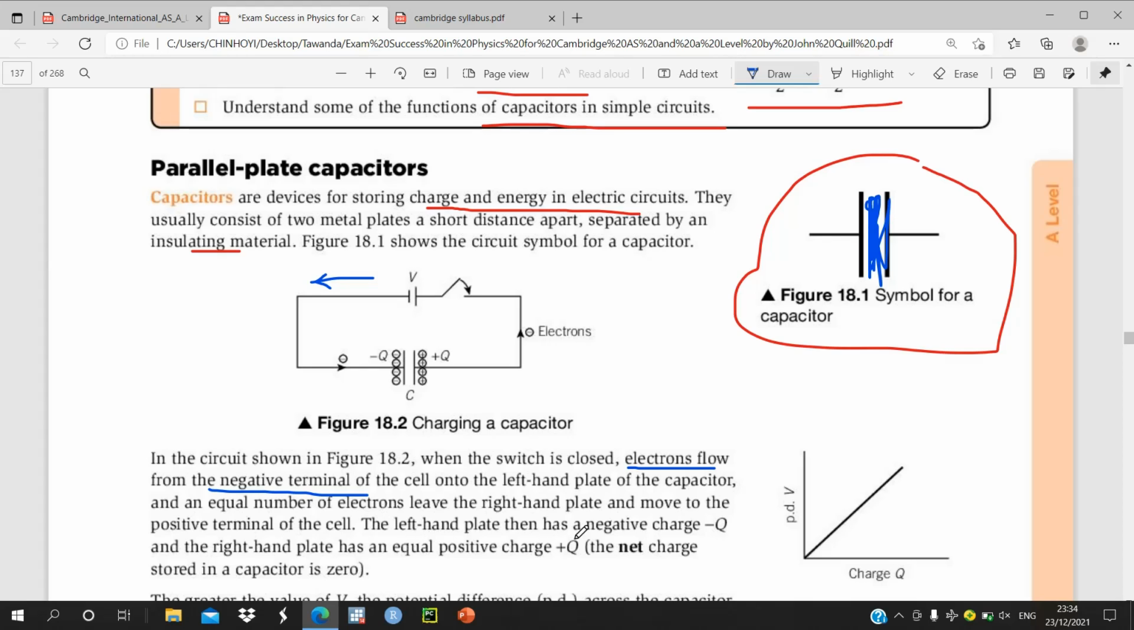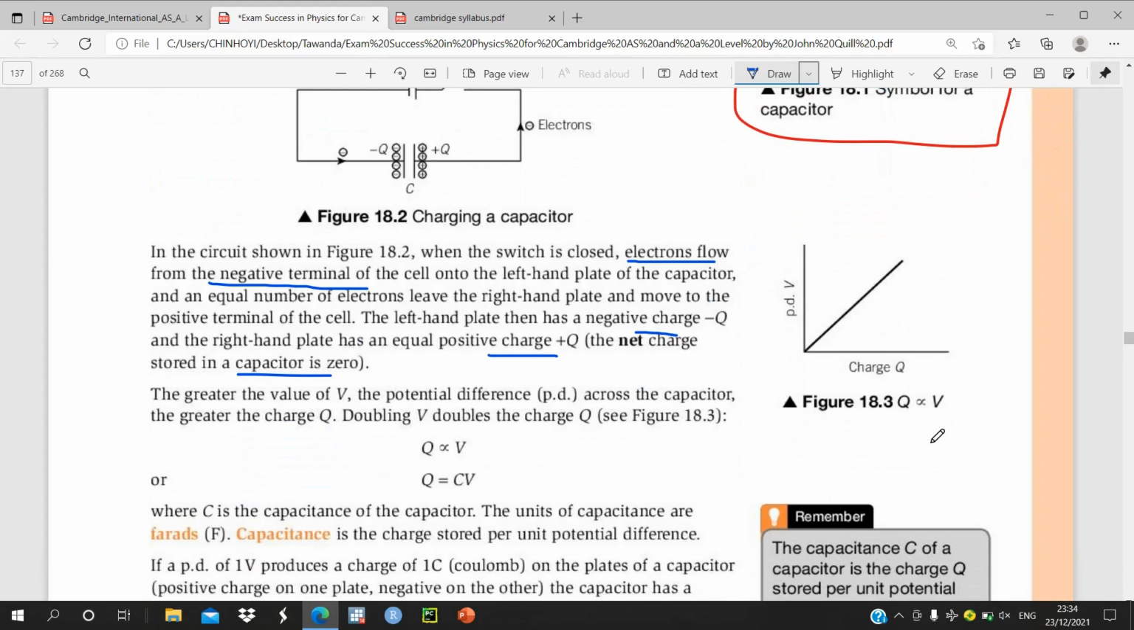The left hand plate then has a negative charge, and the right hand plate will have an equal and opposite charge, that is a positive charge. So the net charge stored in the capacitor is 0, because if we add this plus this, it is 0, right?